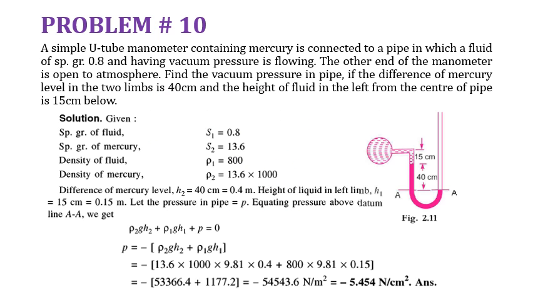So let's continue with numerical problems. A simple U-tube manometer contains mercury, and is connected to a pipe in which a fluid of specific gravity 0.8 and having vacuum pressure is flowing. The other end of the manometer is open to atmosphere. Find the vacuum pressure in the pipe if the difference of mercury level in the two limbs is 40 centimeter. The height of fluid in the left limb from the center of the pipe is 15 centimeter below.